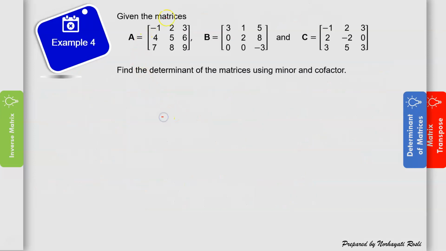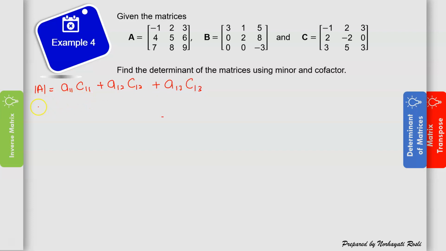And then class, we go to example 4. This example 4 asks us to find the determinant of the matrices using minor and cofactor. We have 3 matrices here, so I will solve only for A. For A, let's say I use the first row, and then the first column, second column, third column. So for the determinant of A, I can compute it using A11 times C11 plus A12 times C12 plus A13 times C13.